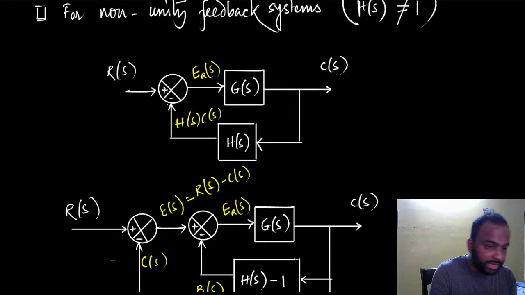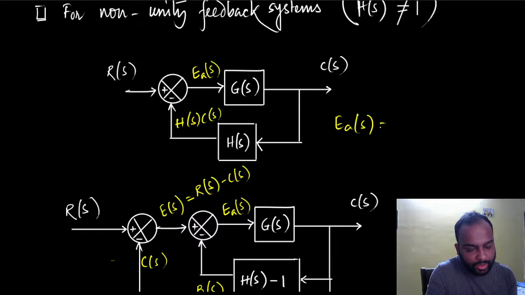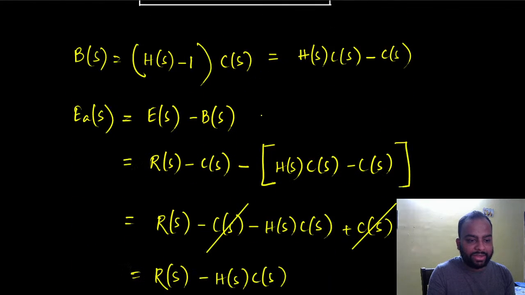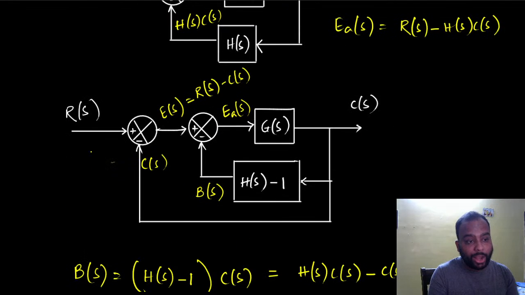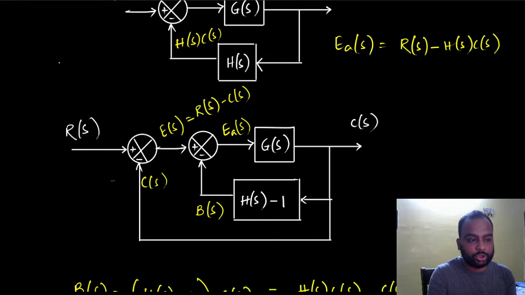So H(s)C(s) goes in, and what is the actuating error signal? EAS here is R(s) minus H(s)C(s), right? So this reference minus this feedback signal. So we haven't modified the integrity of the system. So the actuating error signal remains the same. Now, along with the actuating error signal, we have defined an error signal by doing this modification. These two are equivalent, right? So we have modified this system into an equivalent system here, just like that.